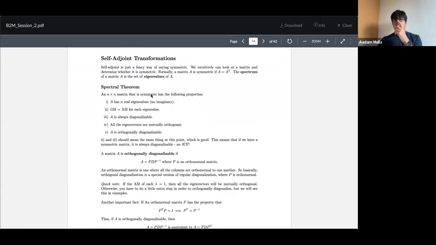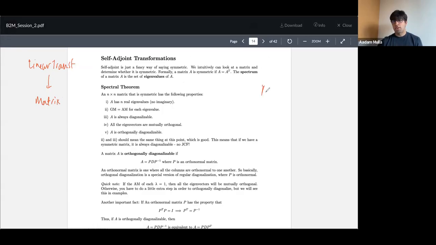All right. So now we get into self-adjoint transformations. Remember, linear transformations can be represented as matrices. There's a specific type of transformation called self-adjoint transformations, and that happens when your matrix is symmetric. If a linear transformation is self-adjoint, that just means symmetric. For the purpose of our course, all that means is that A is symmetric.